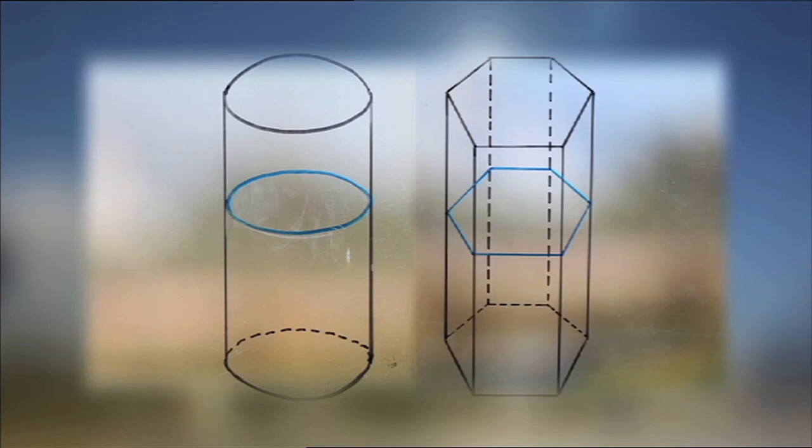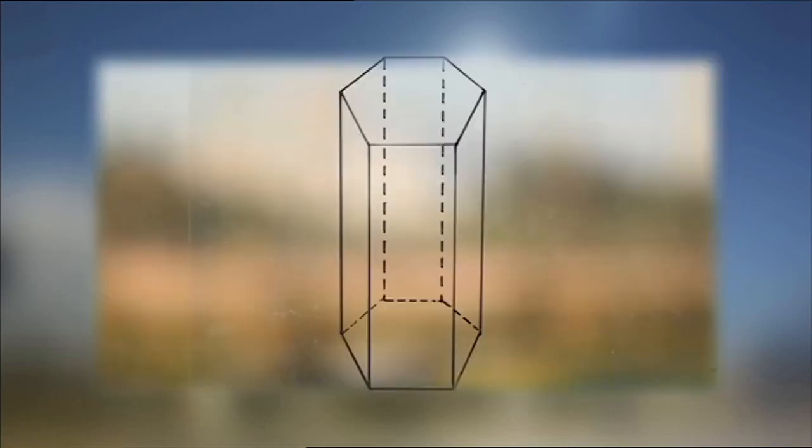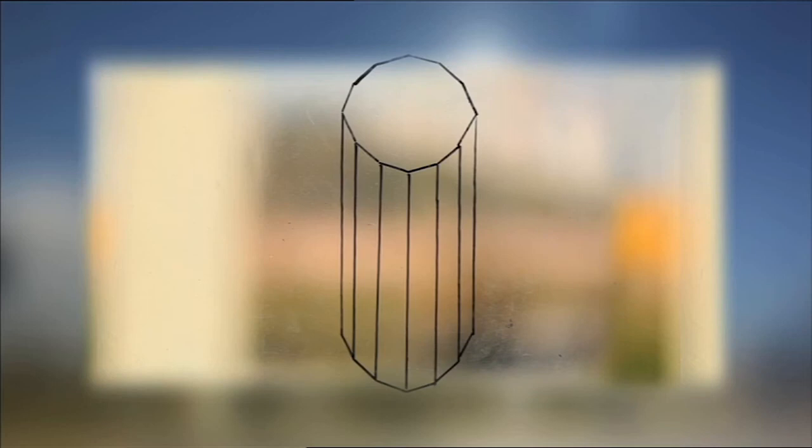In fact, prisms and cylinders have a kind of subtle relationship. They are both solids with uniform cross-sections. If we change the hexagonal prism into a prism with a 12-sided polygonal base, like this, and then a 24-sided polygonal base, and so on, a hexagonal prism gets closer and closer to looking like a cylinder.